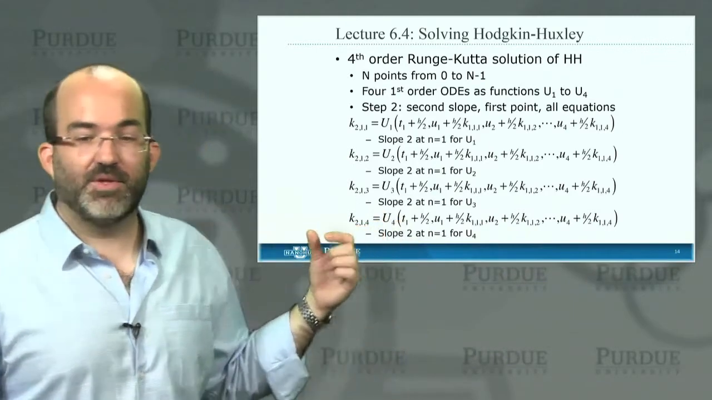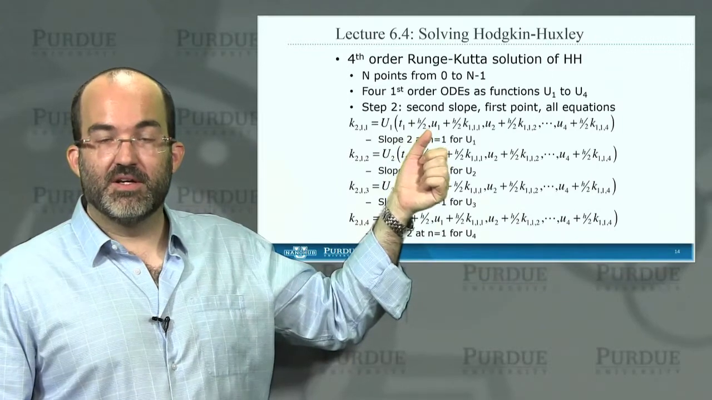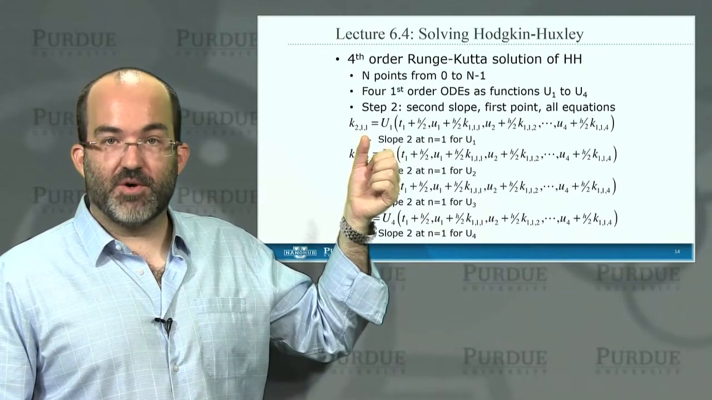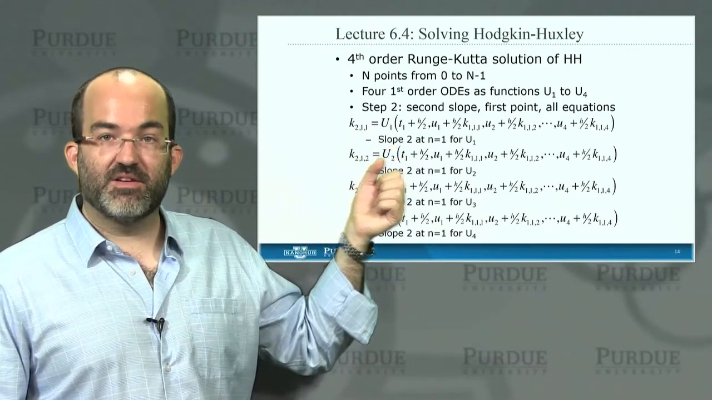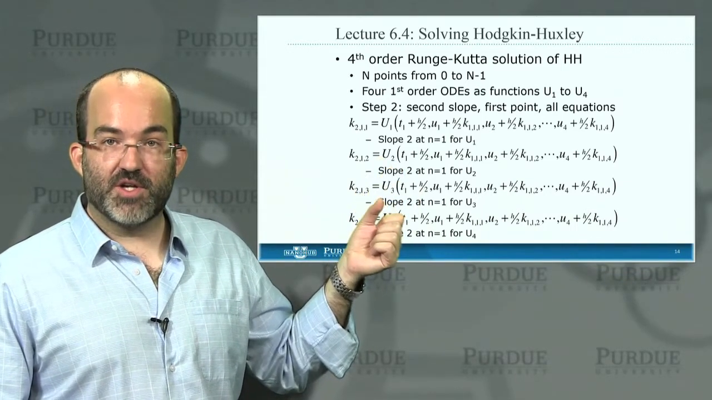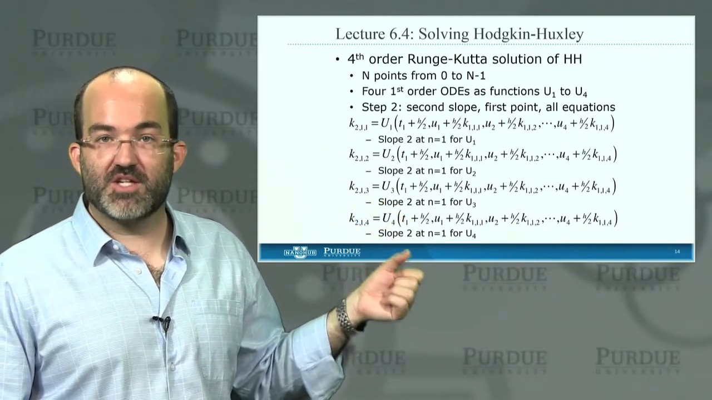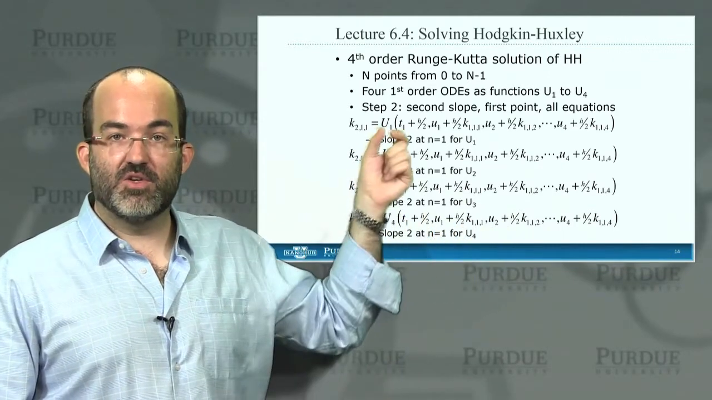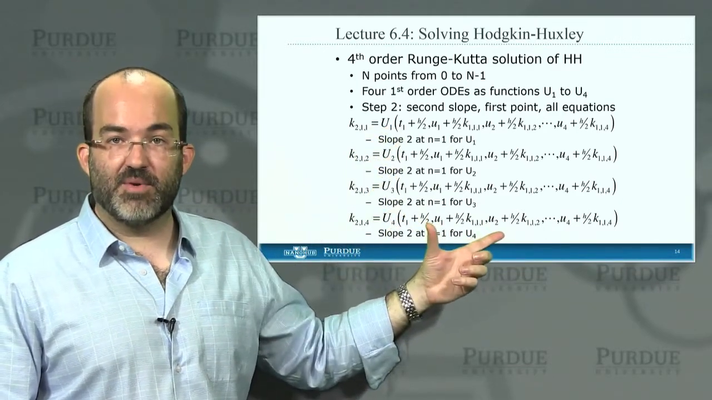So calculating the second point slope, we use the values that we had for the first slope to get to the midpoint, and we calculate that slope at the midpoint. So we do the second slope at the first point for the first equation, k211, the second slope still at the first point for the second equation, k212, the second slope, first point, third equation, k213, and the second slope still at the first point, fourth equation, k214. And they're all evaluated at the same point, but they're different equations, or different functions, u1, u2, u3, and u4, that you're evaluating at that point.